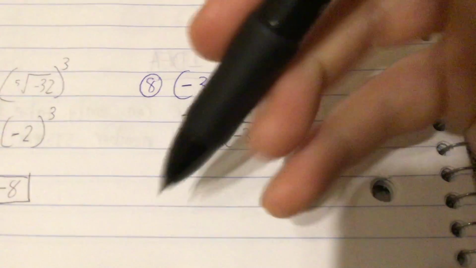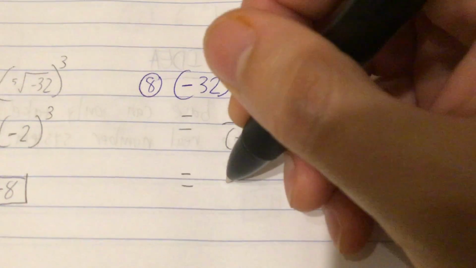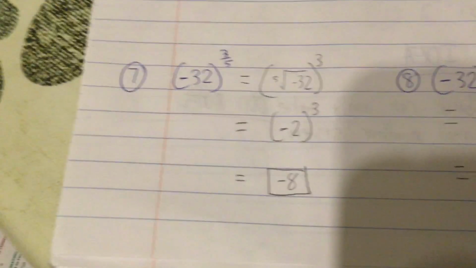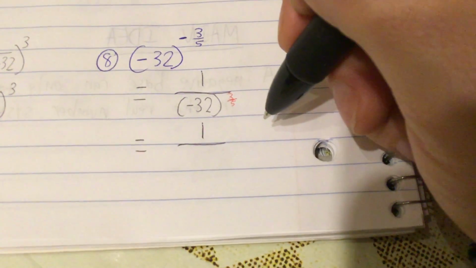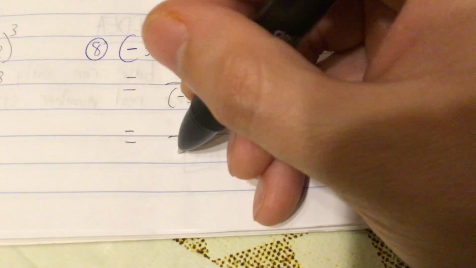So then, once I saw that earlier, negative 32 to the 3/5 power is negative 8. So this whole thing is negative 1/8.